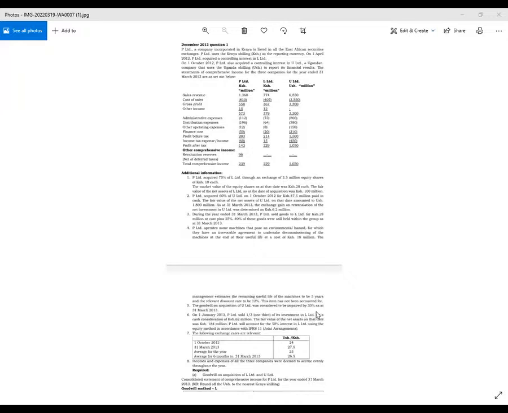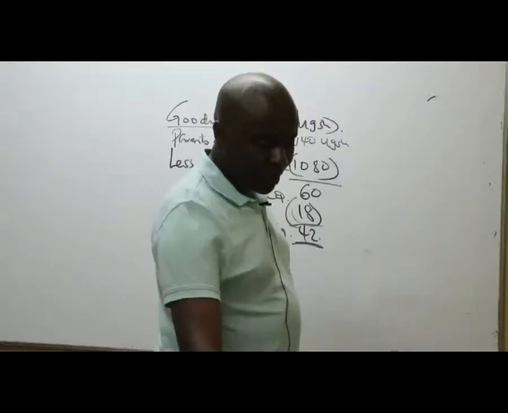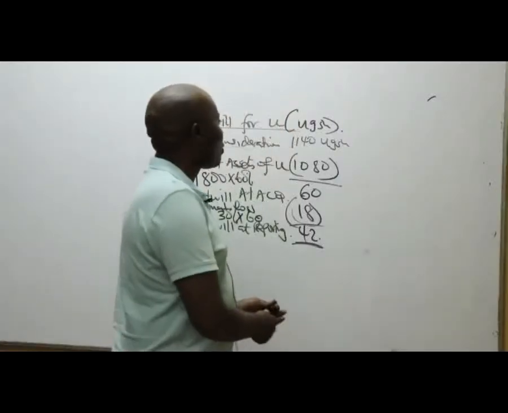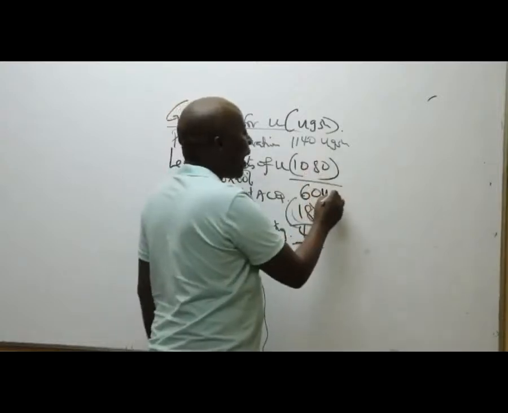Is there somebody who can see the historical rate? Historical rate is 24. Thank you very much. So remember, all these are Uganda shillings.